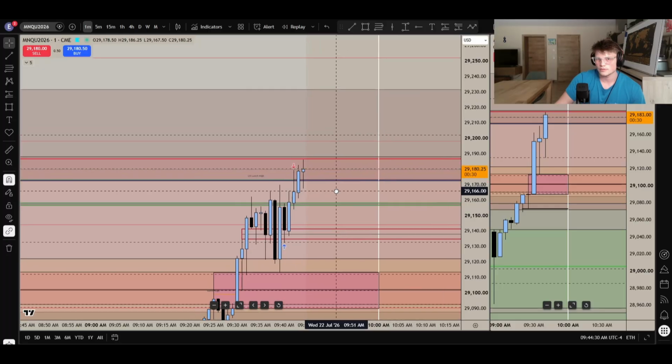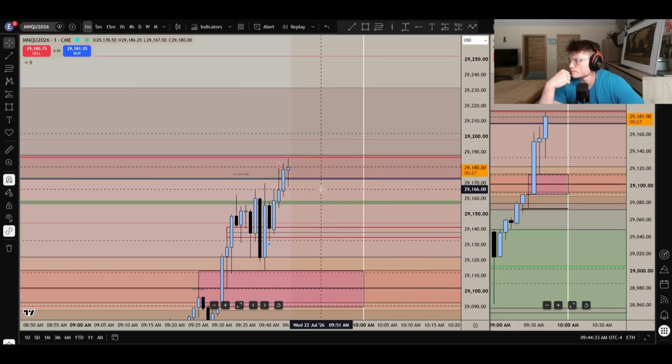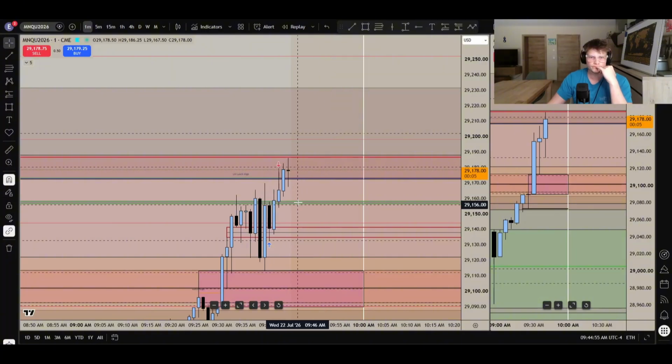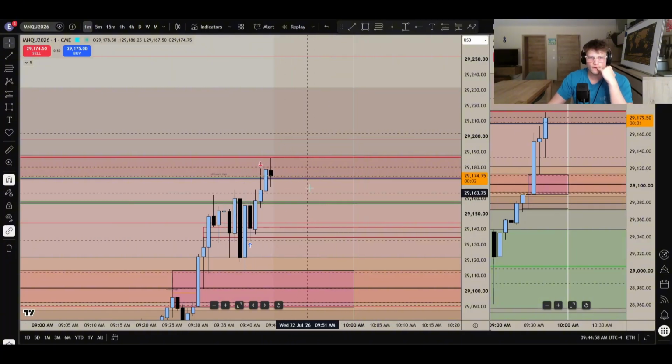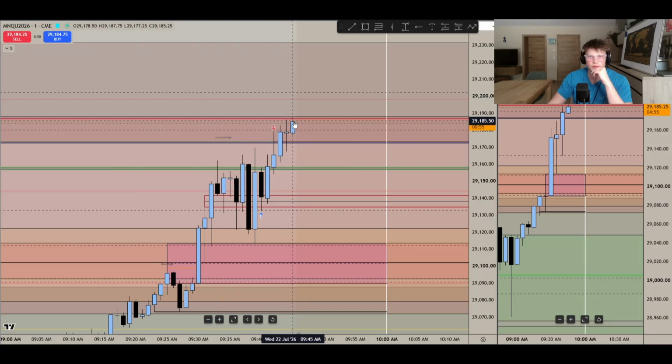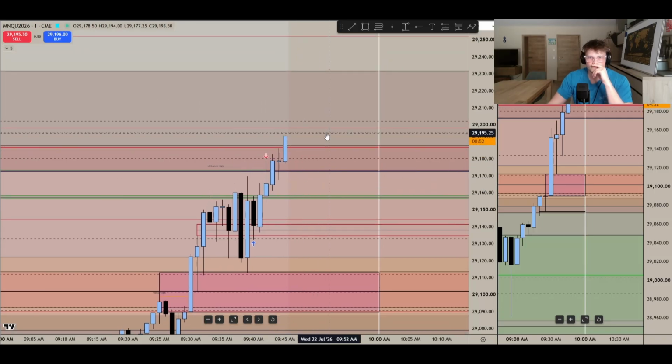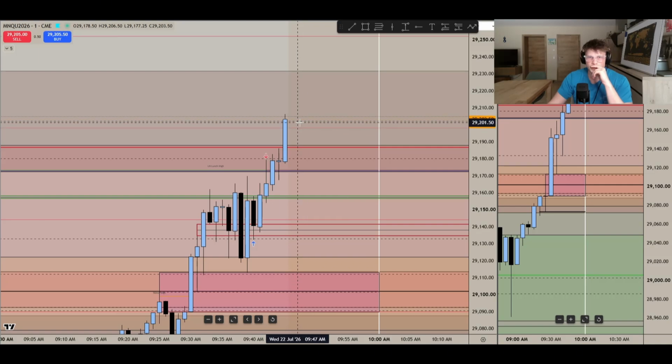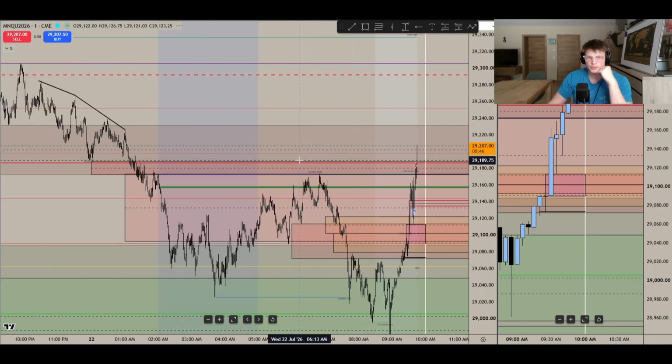Let's see. All right, low of the daily CB hit, and boom, open range gap CE hit and far CE hit. So that would be it for me.